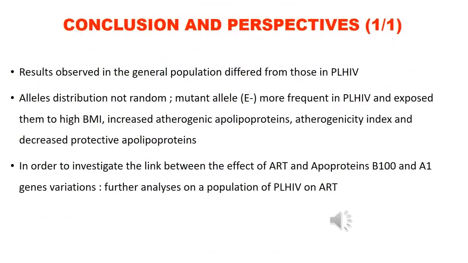In conclusion, the results observed in the general population differed from those in the persons living with HIV group. The distribution of alleles was not random, and the mutant allele was more frequent in persons living with HIV. And this exposed them to increased body mass index, atherogenic apolipoproteins and atherogenicity index, and exposed them also to decreased protective apolipoproteins. As perspective, in order to investigate the link between the effect of ART treatment, apolipoprotein B100 and A1 genes variation, we are considering doing analysis on a population of persons living with HIV on ART treatment.